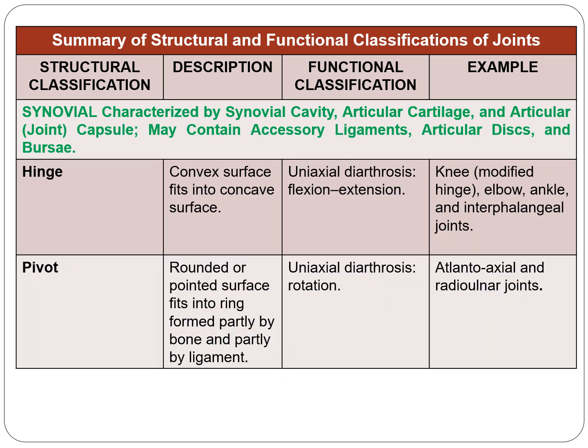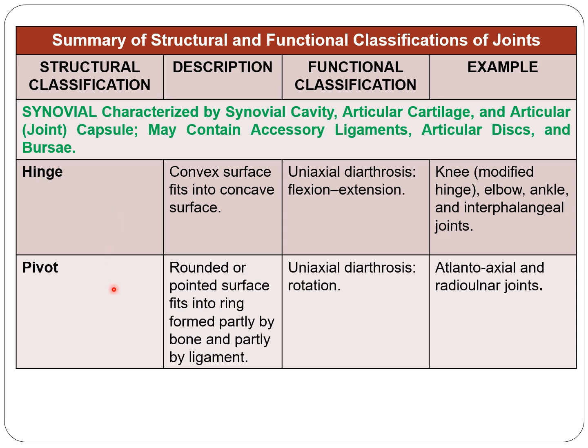The next type of synovial joint is hinge joint. In hinge joint, the convex surface fits into a concave surface. Functional classification, they are uniaxial diarthrosis. That is, they aid in flexion and extension only. Example is knee joint, which is a modified hinge joint. Elbow, ankle and interphalangeal joints are hinge joints.